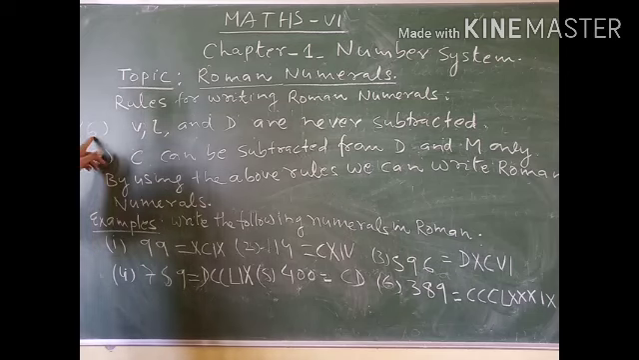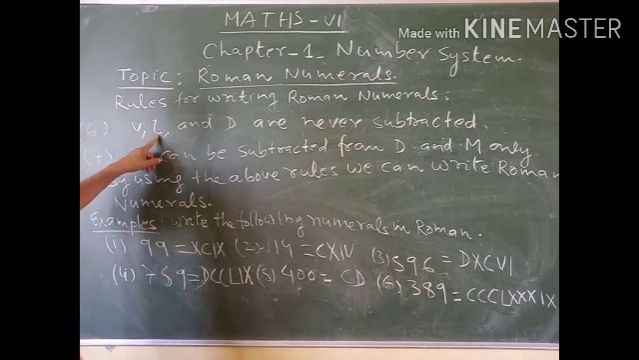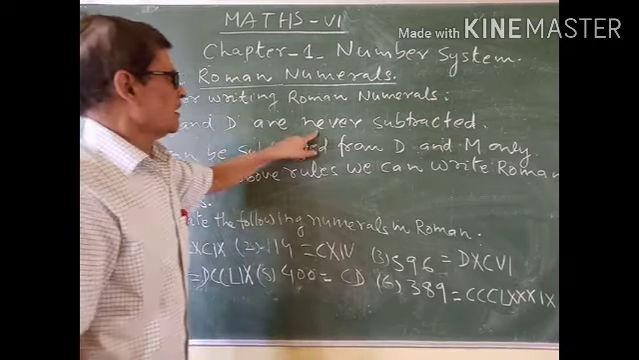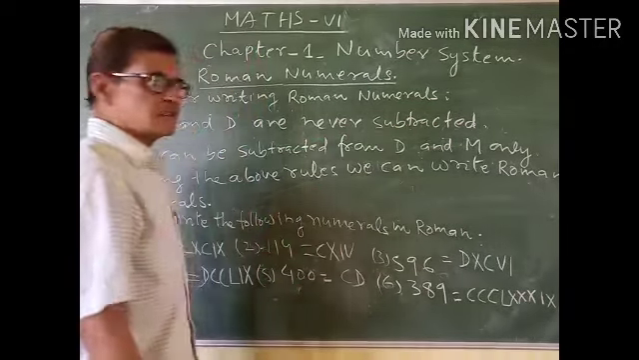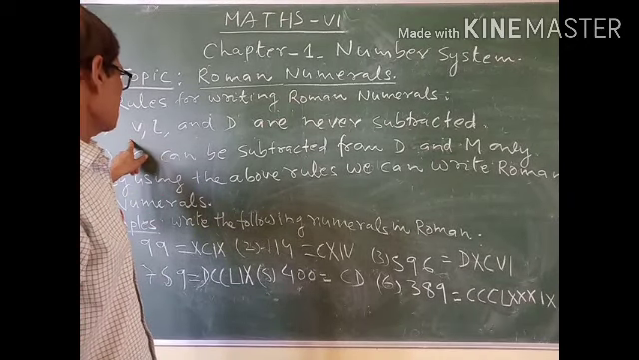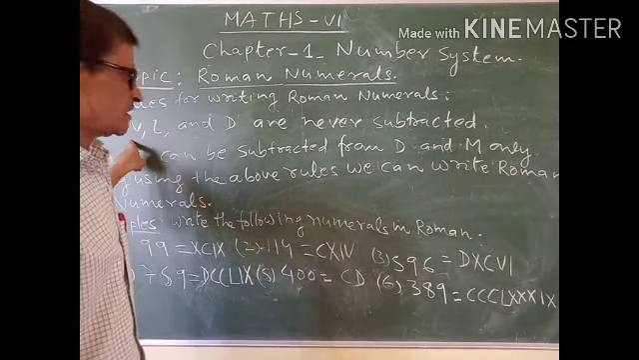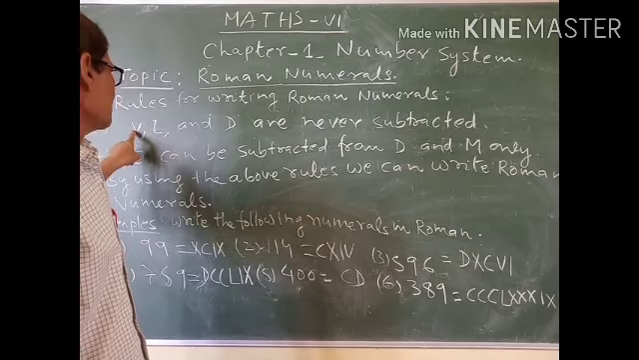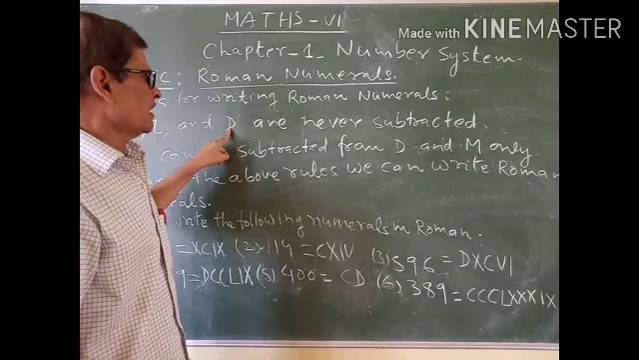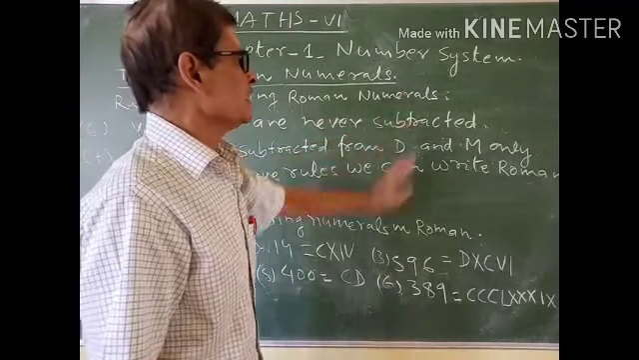Rule number 6. V, L and D are never subtracted. This is a very important restriction. We can't subtract V or L or D from any number.